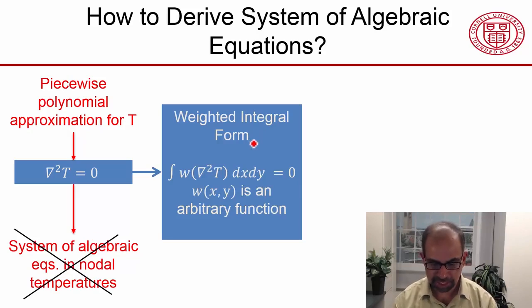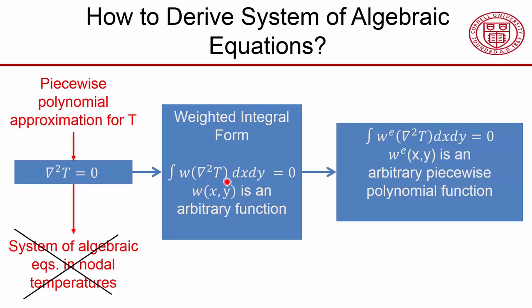So we go to the weighted integral form, where we multiply the differential equation with a weight and integrate over the entire domain. Now it's an area integral, so it becomes more complicated. And we know from the 1D discussion that we cannot satisfy this for any arbitrary weighting function because we've assumed a shape for T.